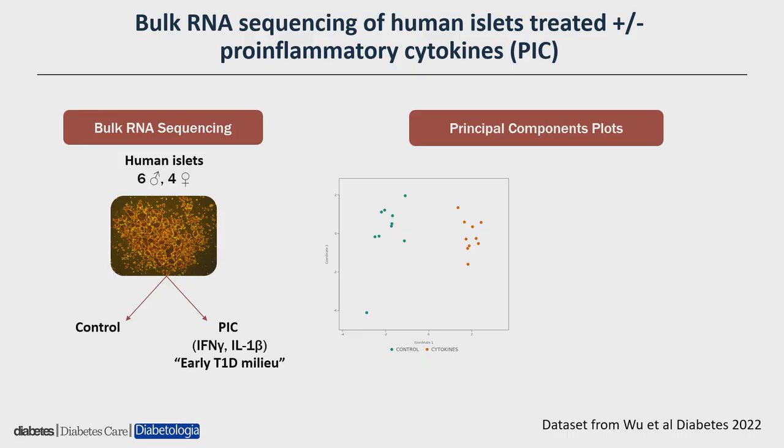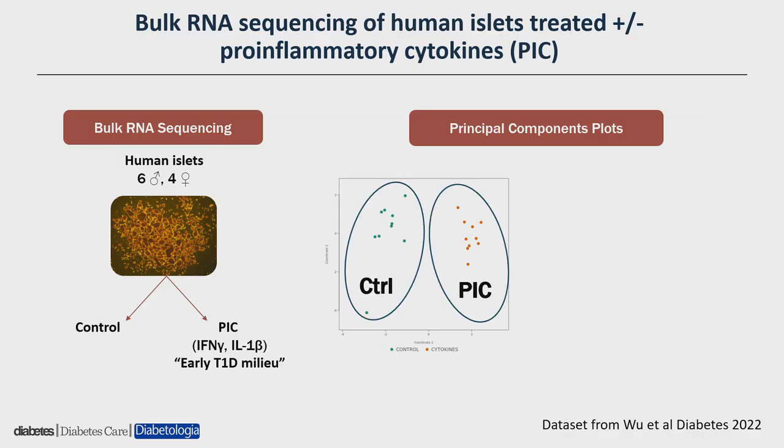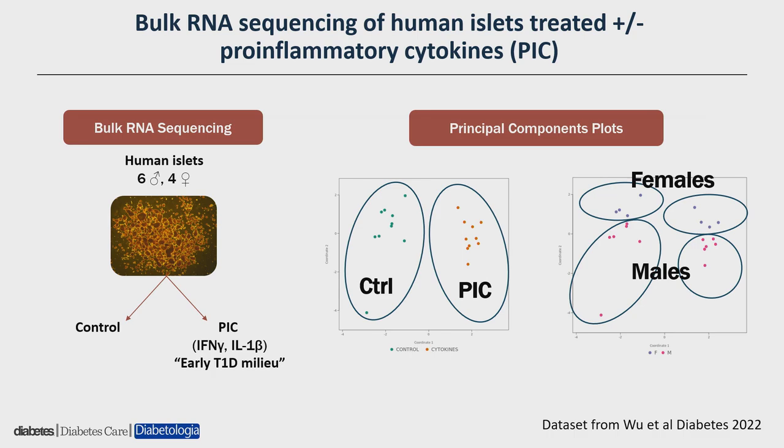And if you look at this graph here, you could see that in the presence of cytokines, there's a dramatic shift in gene expression profiles that seem to correlate primarily with cytokine treatment or no cytokine treatment. However, if you then look at males and females, you could see that they separate further, that males separate from females. And this raises the interesting possibility that gene expression patterns in these islets would be different based on sex.